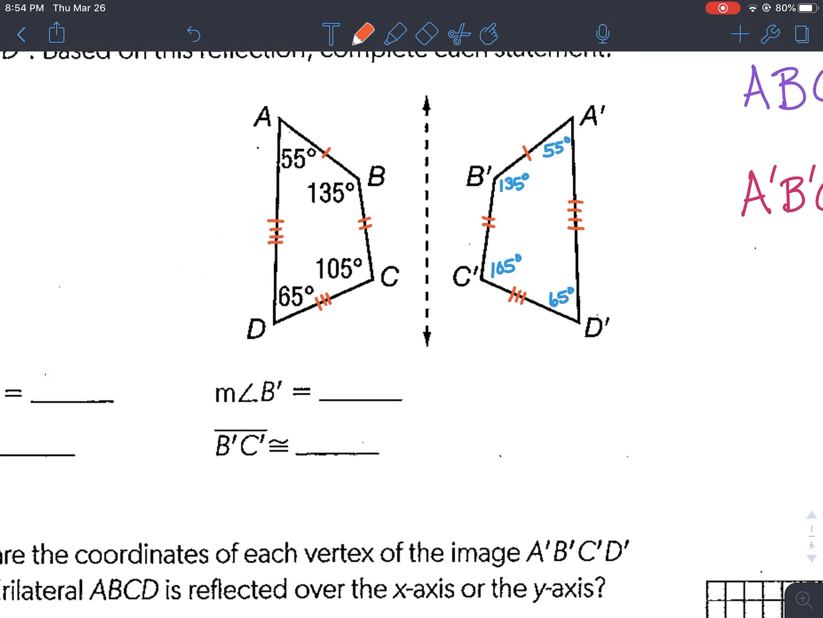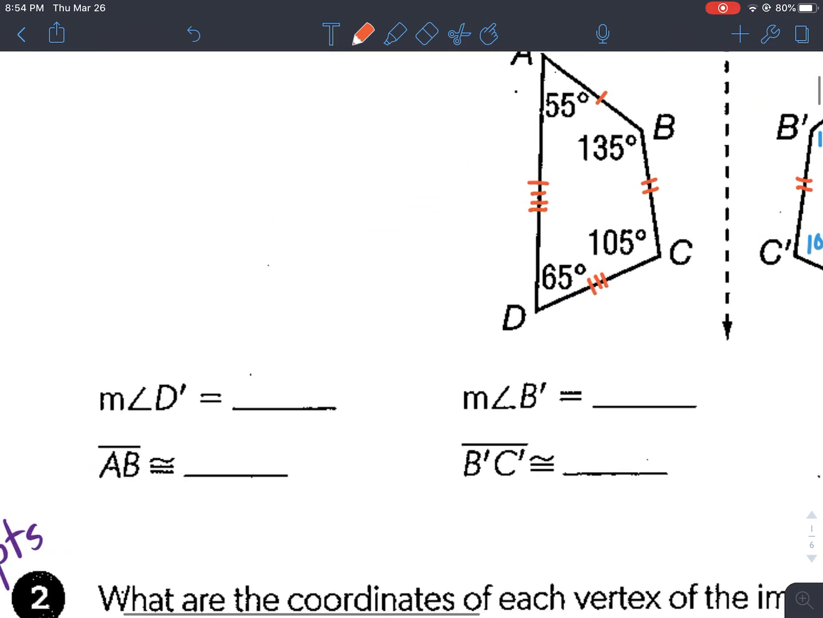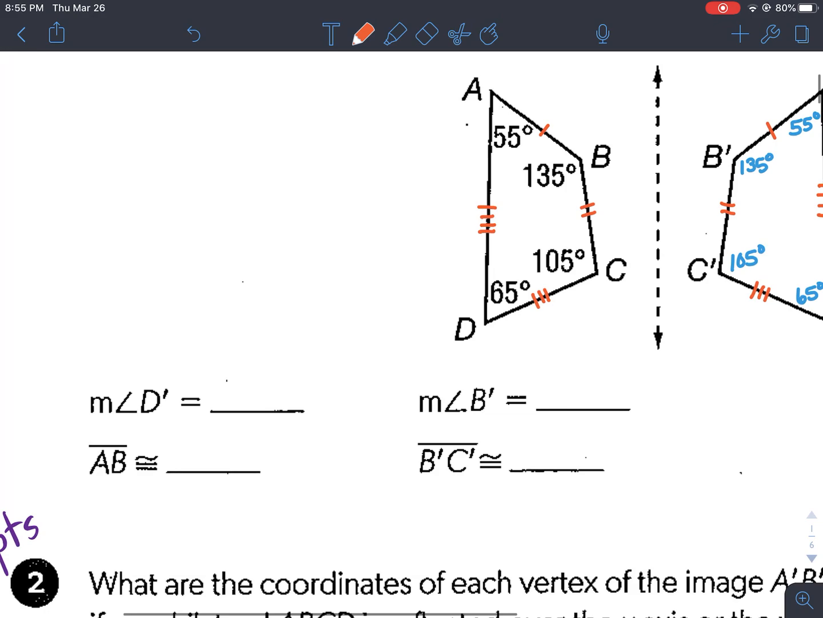Using that information, you are going to now answer these questions, and they're each going to be worth a point. So this is going to be worth 1 point, this is going to be worth a point, this is going to be worth a point, and that's going to be worth a point.